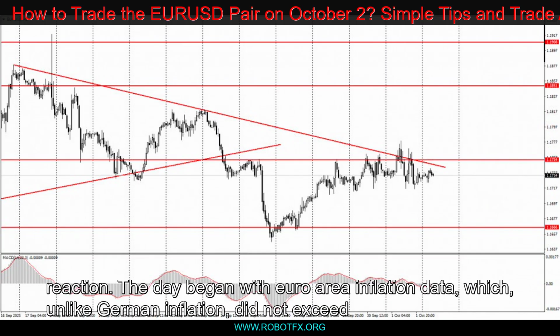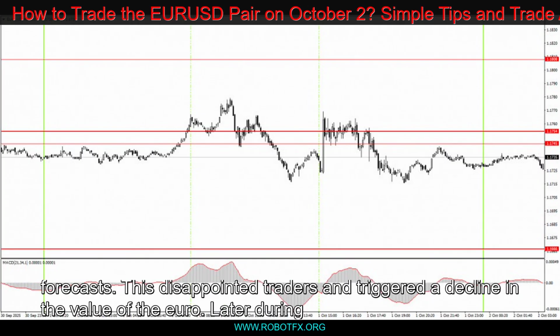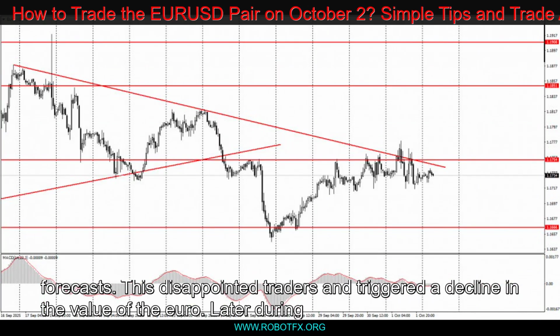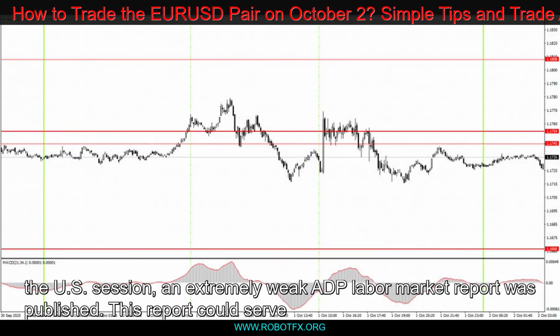The day began with euro area inflation data, which, unlike German inflation, did not exceed forecasts. This disappointed traders and triggered a decline in the value of the euro. Later during the US session, an extremely weak ADP labor market report was published.